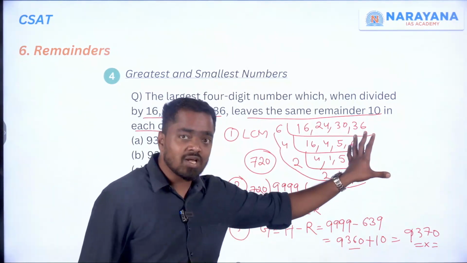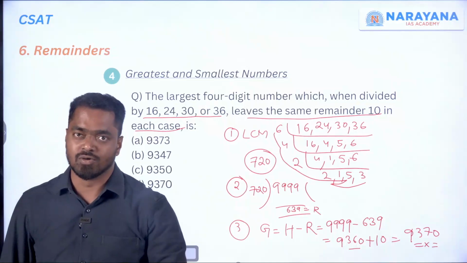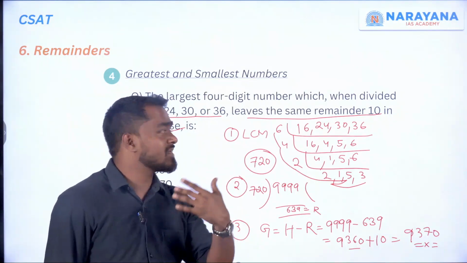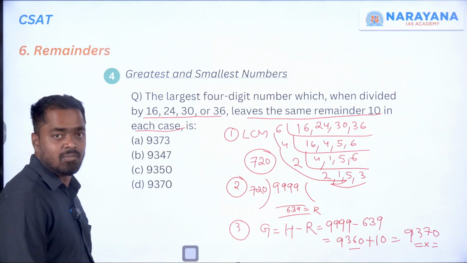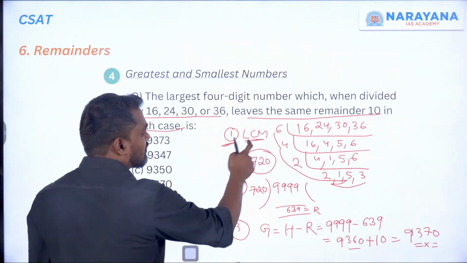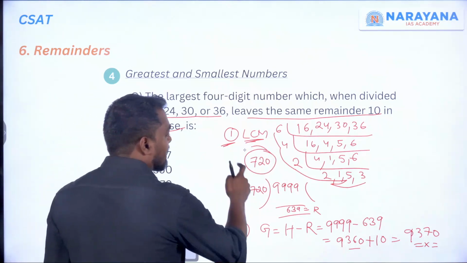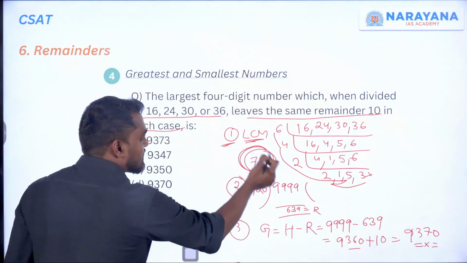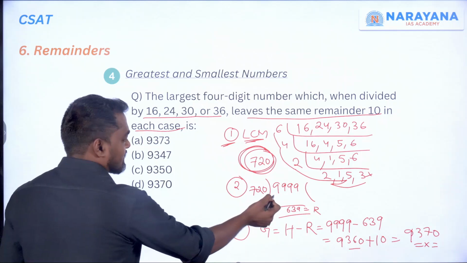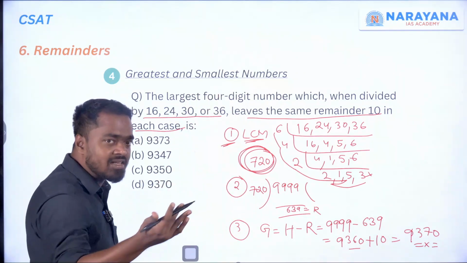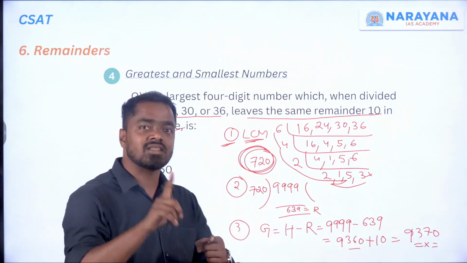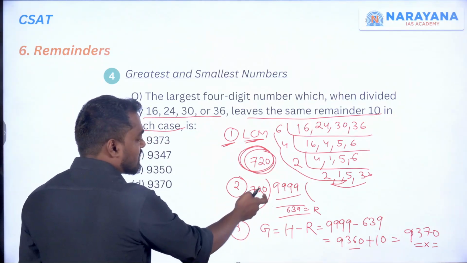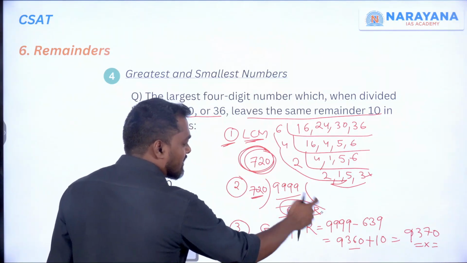We have done similar questions in LCM and HCF also. The only difference is they are asking for an n-digit number, the greatest n-digit number, the smallest n-digit number. So what is the process? First you have to find the LCM. The LCM is 720. Next, when they are asking for the largest or greatest number, consider the highest 4-digit number, that is 9999. Divide it by the LCM, and you will get some remainder.